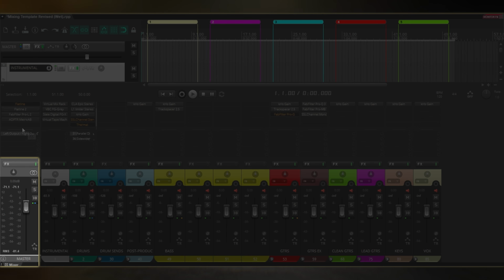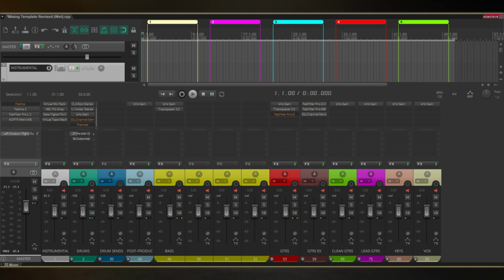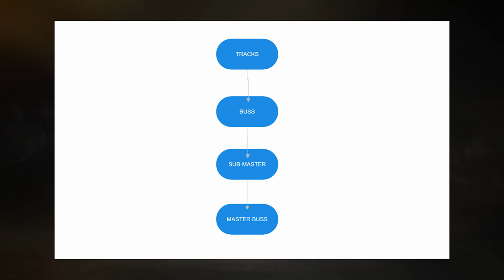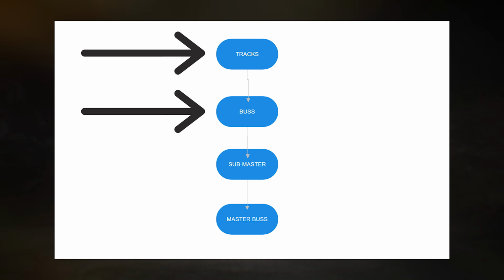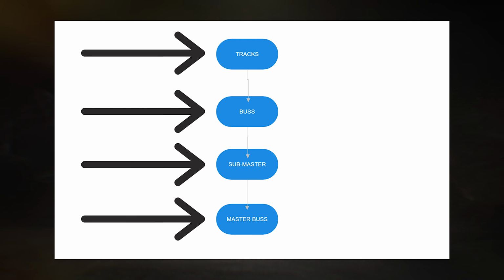If that sounds a little confusing, I've made a simple diagram which shows you the signal path and how each type of track is routed to the next. So we go from individual tracks to folders or buses, to Submasters, and then finally to the master bus. Hopefully that makes things a little easier to understand from a visual point of view.